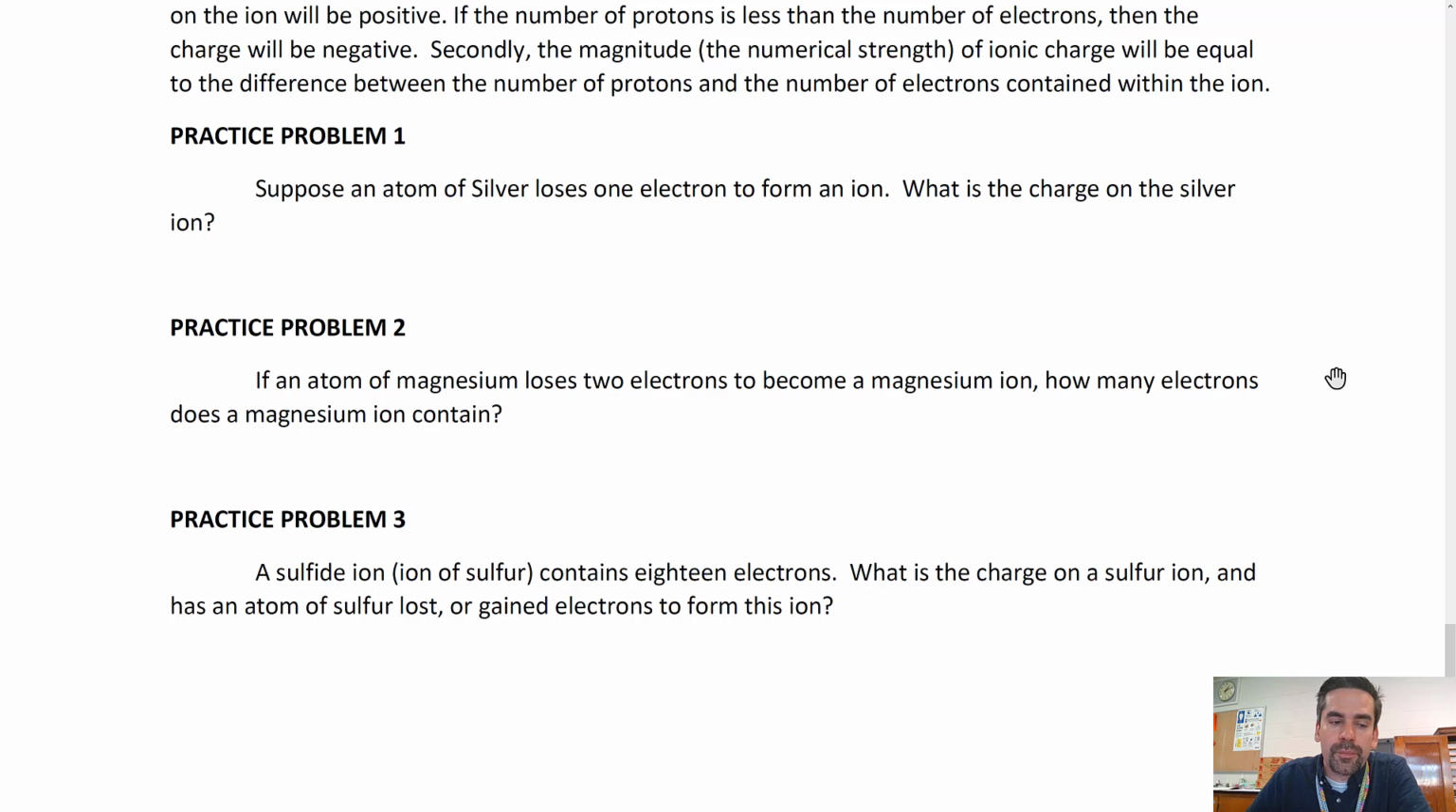And finally, practice problem number 3. A sulfide ion, an ion of sulfur, contains 18 electrons. What is the charge on a sulfur ion? And has an atom of sulfur lost or gained electrons to form this ion?